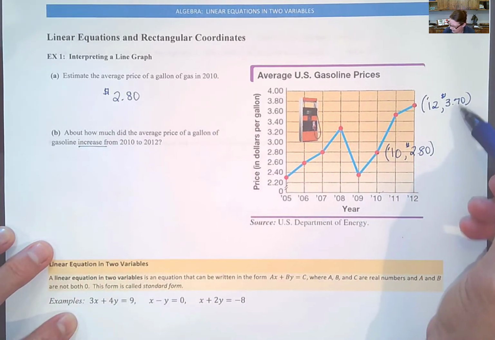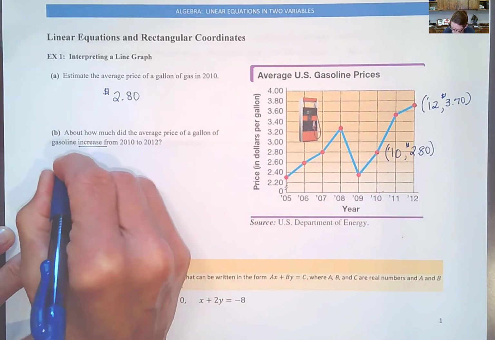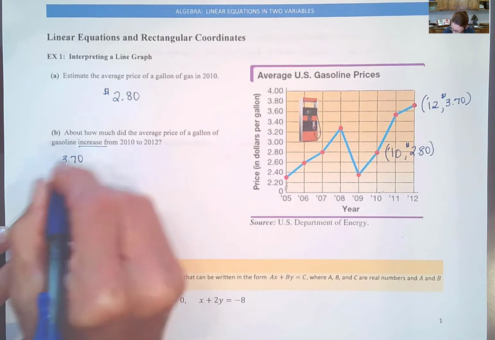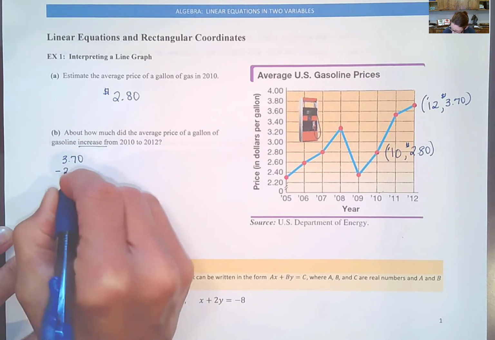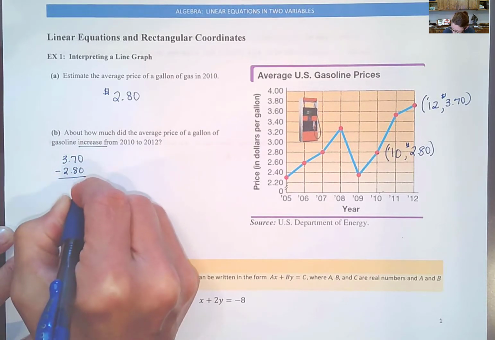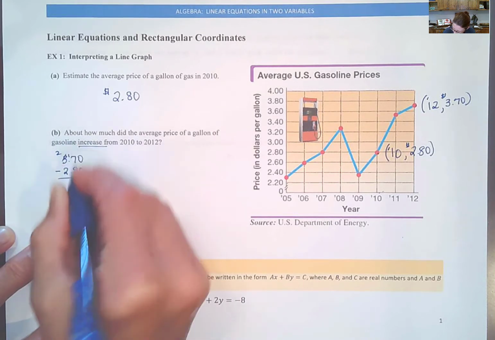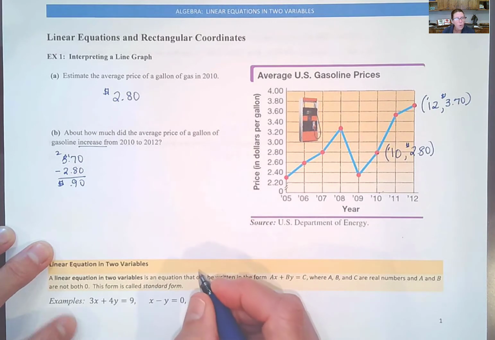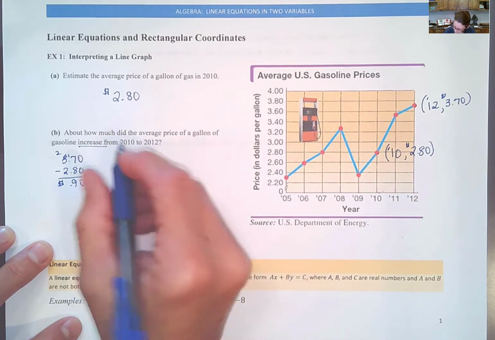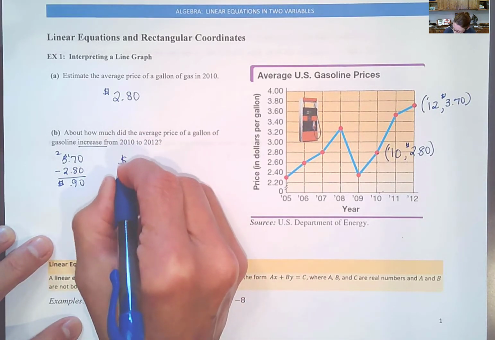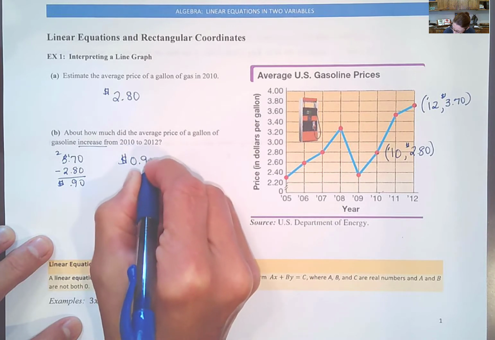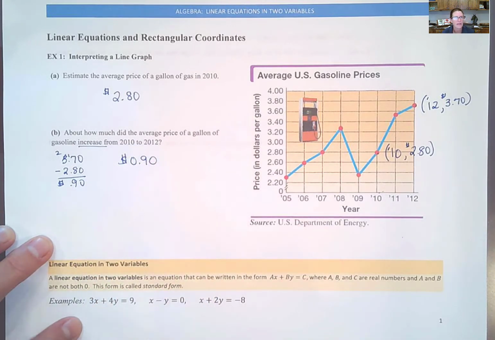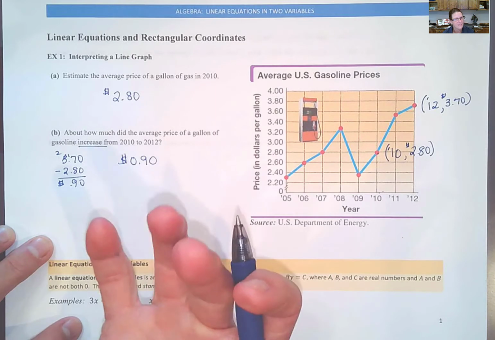Now we were asked for the increase. So we want to find the difference. 3.70 minus 2.80. And that's right about $0.90. Okay, so there's our increase, or you might say that increase was about 90 cents.